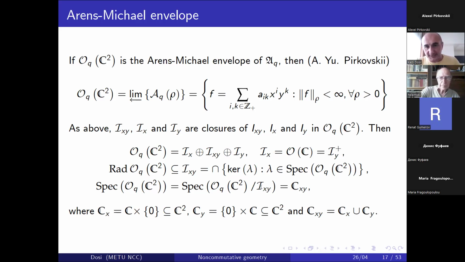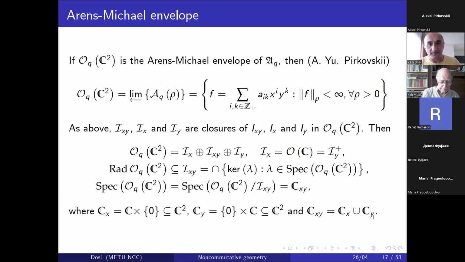If you kill this ideal, you will get something like a union of two complex planes: C, 0, 0, C. This comes from the identity, like xy equals (q minus 1) yx. So our continuous characters are just the union of two complex planes whose intersection is just a single point, 0. Yeah, that's a description of the Arens-Michael envelope.